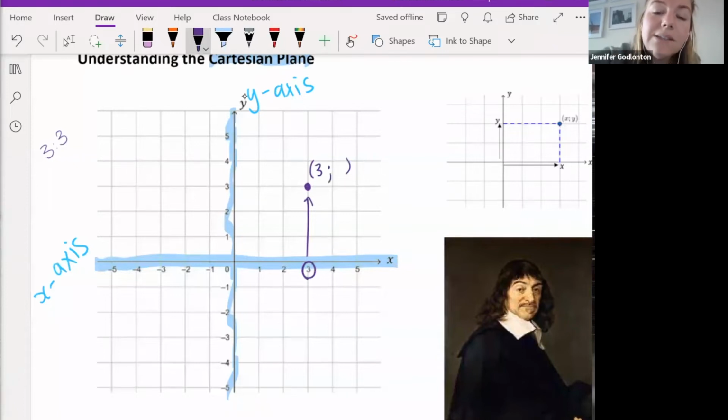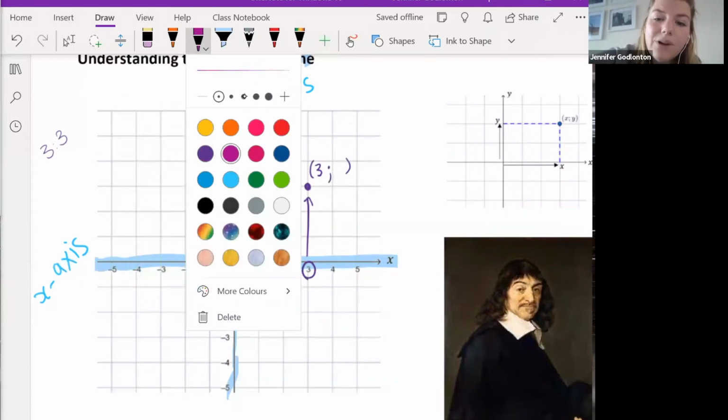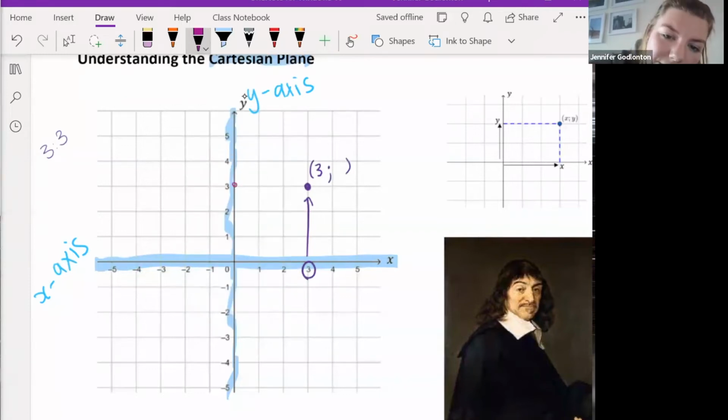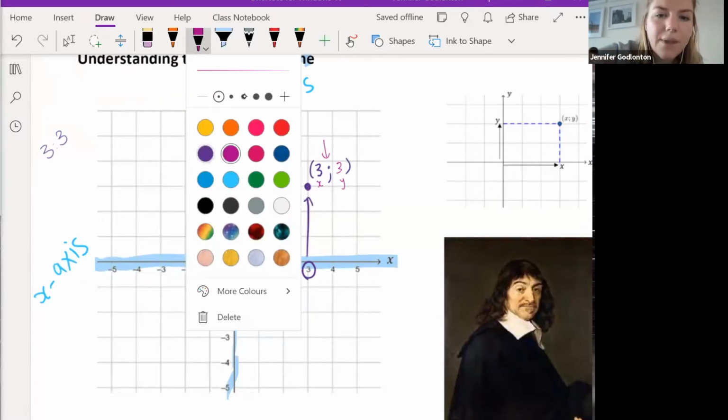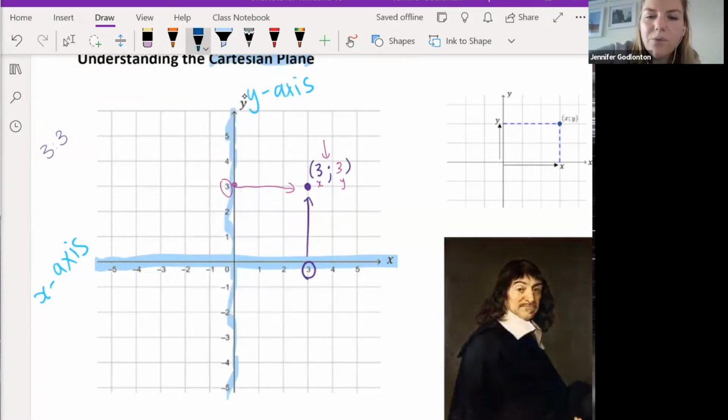Then we're going to put a semicolon, and then we're going to look at our Y value. Our Y value is also 3, and we're going to put our Y value. So whenever we give coordinates, we have them in brackets, with a semicolon. The first is always your X value, and the second is always your Y value. Let's try one more like this, and we're going to spend some time on coordinates, so don't panic.